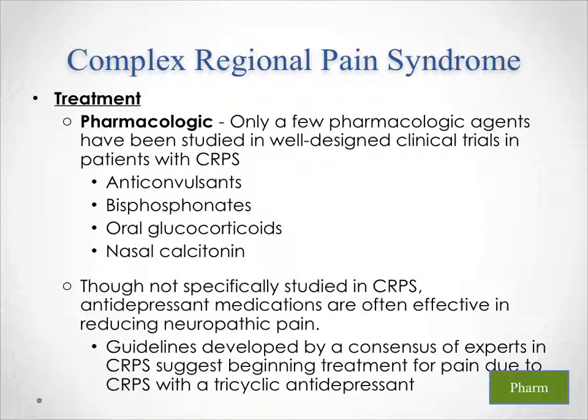There are medications that can help with this syndrome and have been proven to be helpful in clinical trials. Anticonvulsants have been shown to be helpful with patients complaining of complex or persistent pain syndromes. Bisphosphonates help with the osteopenia, as well as steroids and nasal calcitonin.